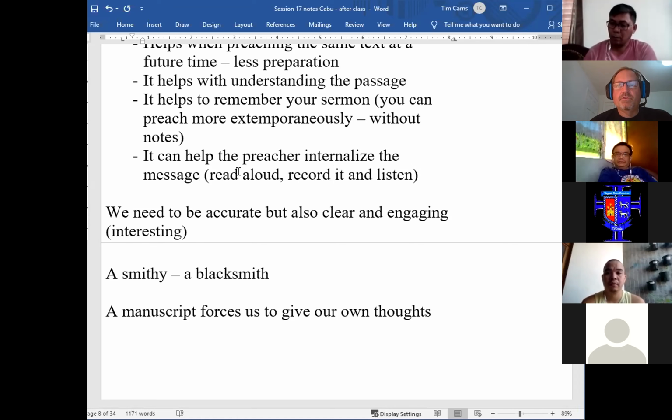Yeah, that's a great suggestion. Again, a full manuscript allows you to do that because you can read it all out loud and record yourself and then listen. And then you can take notes. That whole process will let you remember more and more of the sermon so that when you actually go in the pulpit, you don't need as much material to bring with you. So that's a great suggestion.